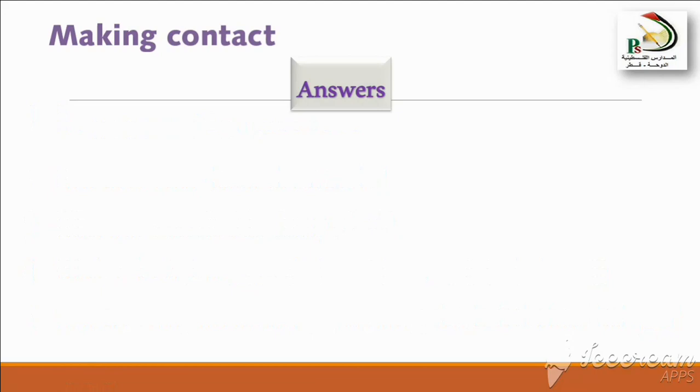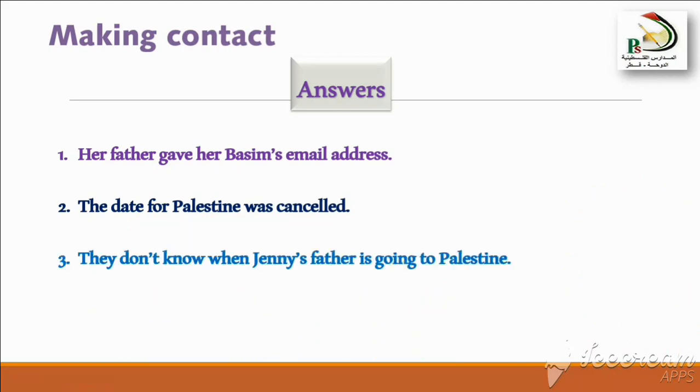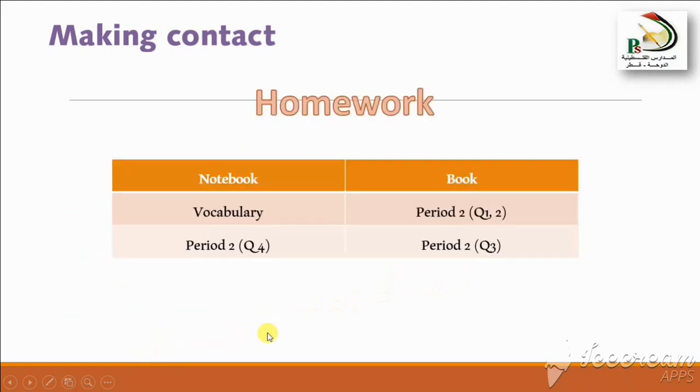You are supposed to write these answers in your notebook. Her father gave her Basim's email address. His flight date for Palestine was cancelled. They don't know when Jenny's father is going to Palestine. Of course, they are going to miss him.